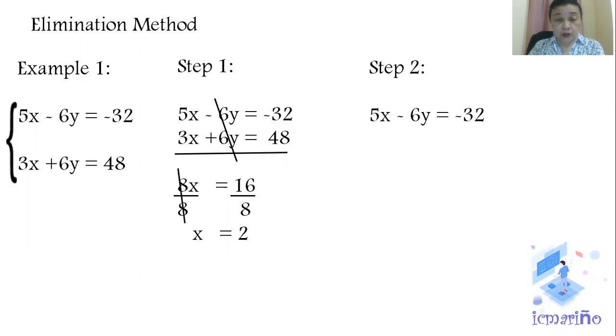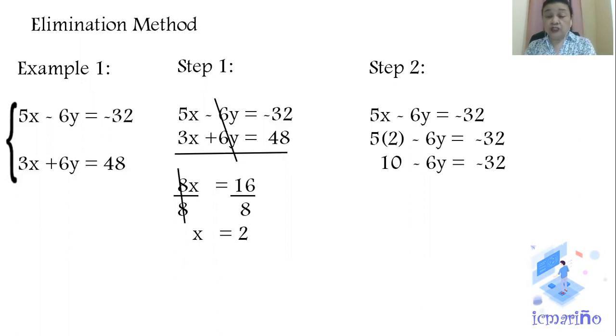Okay, so we have 5x minus 6y equals negative 32. Substituting the value of x, so we have 5 times 2 minus 6y equals negative 32. So that is 10 minus 6y equals negative 32. We are now going to eliminate the 10. Okay, so we have to subtract 10 from both sides, and that will cancel out 10.